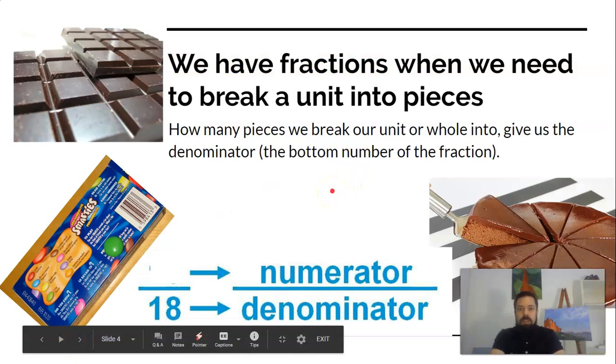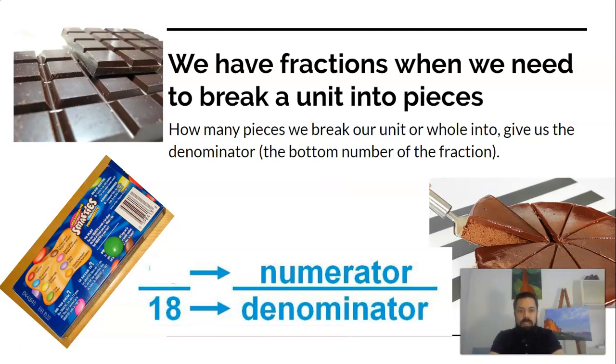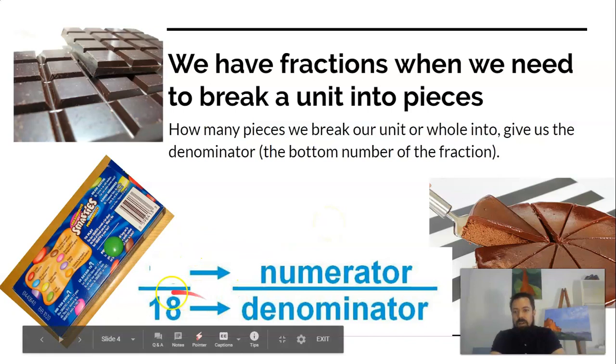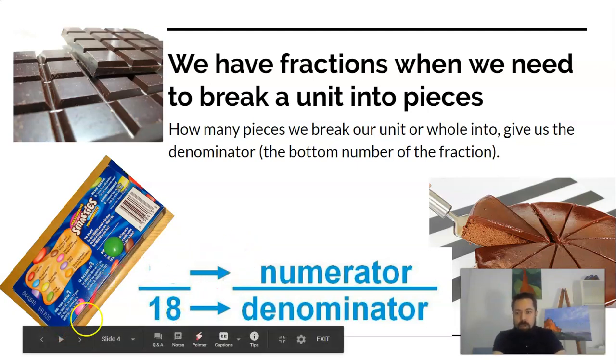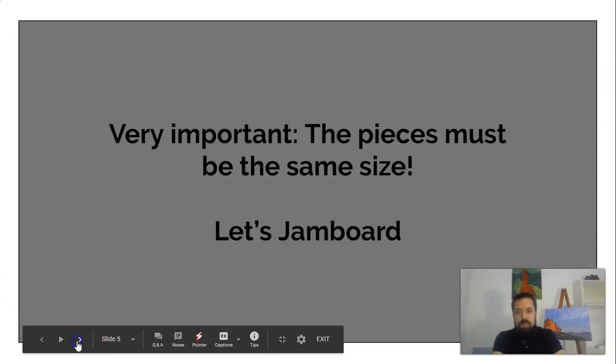All right, so we have fractions to break a unit into smaller pieces. How many pieces we break our unit into, or our whole into, give us the denominator, which is the bottom number in a fraction. So, for example, if we had a chocolate slab that had 18 pieces in it, then the denominator would be 18, because it's how many pieces there are altogether. Not how many we have, just how many there are altogether. Okay. We'll come back to the numerator in a moment.